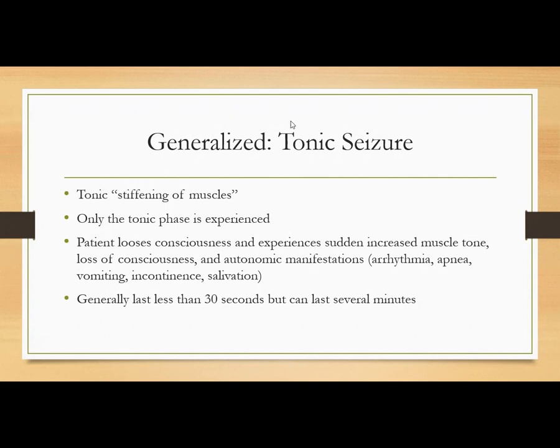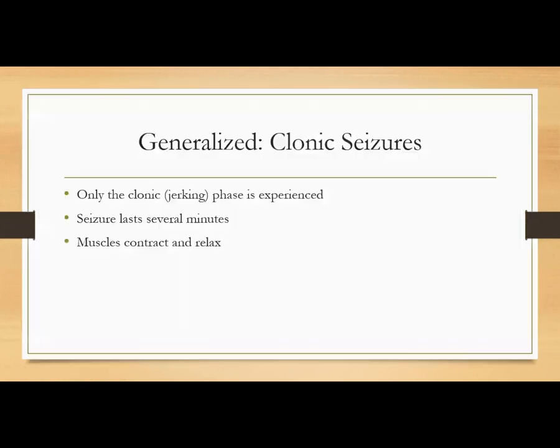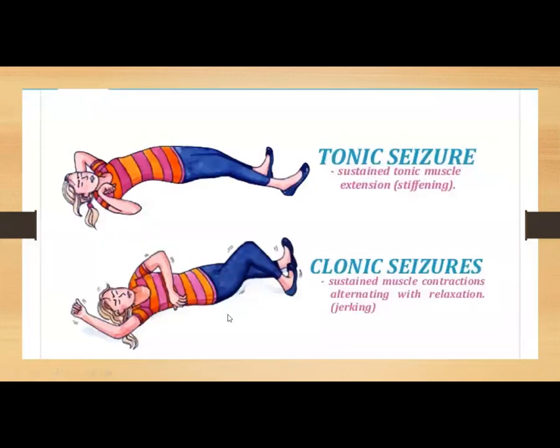So for this one, they're only experiencing that tonic seizure. Here's another picture where they're experiencing the tonic. So they're going to have that muscle stiffening. Then you can have clonic seizures where only the clonic, that jerking phase, is experienced. Seizure lasts several minutes and muscles contract and relax. So on here, you've got it where it's jerking.